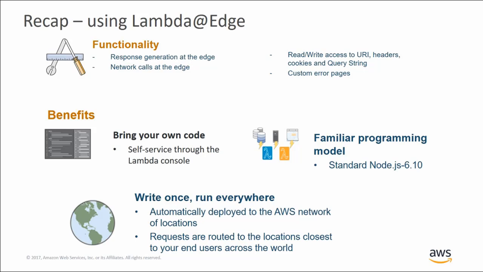A key benefit of Lambda at the edge is that you can now run your code at multiple AWS global locations, meaning that your compute runs closer to the end user, meaning lower latency and faster response time for the users who are trying to access the content served through CloudFront.